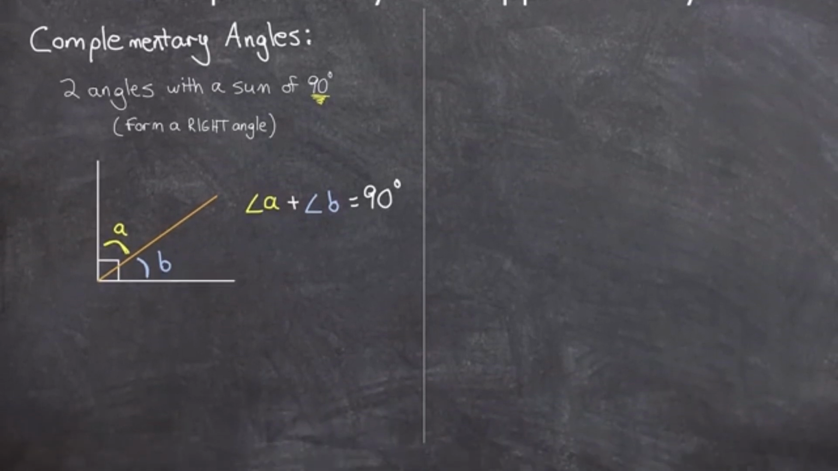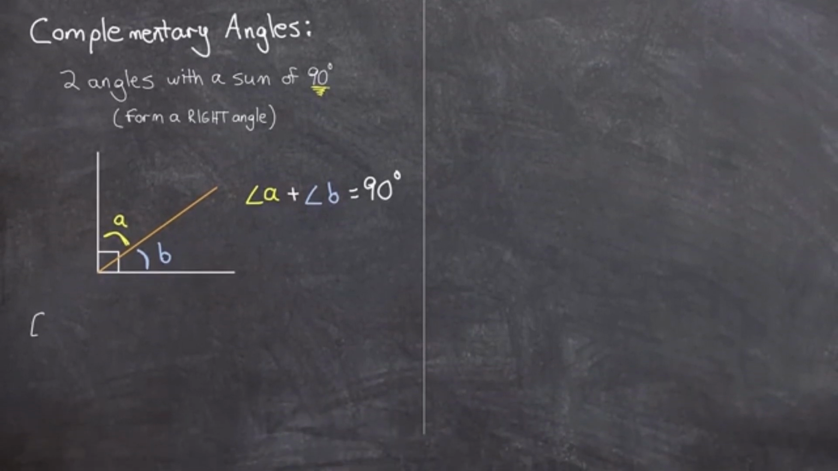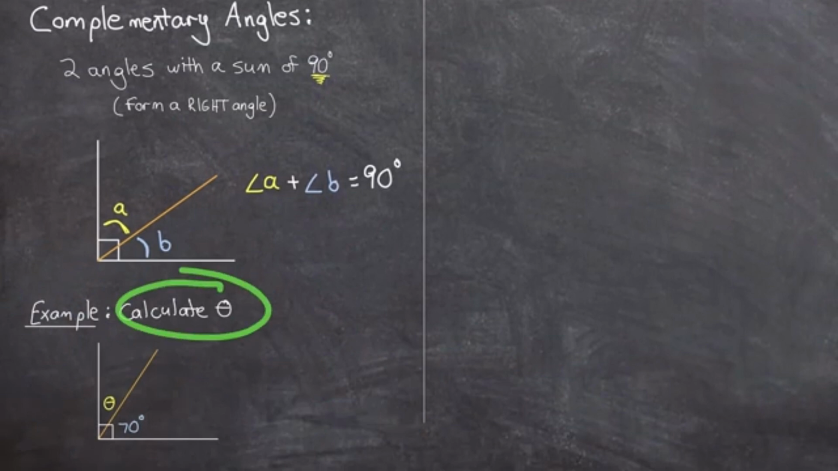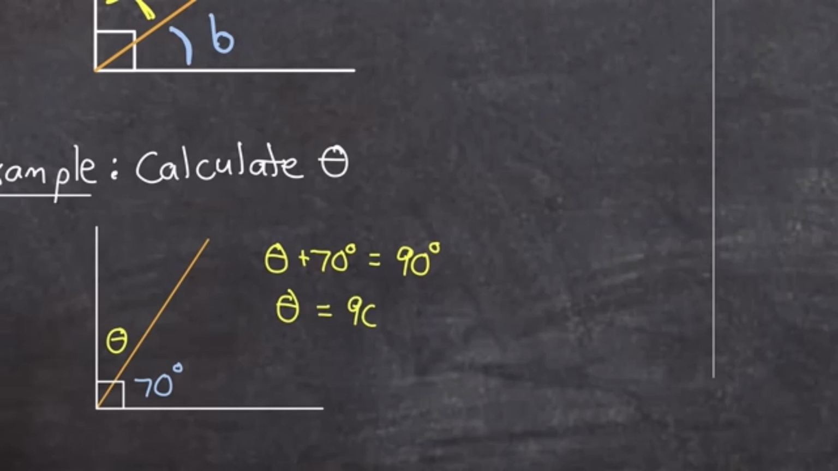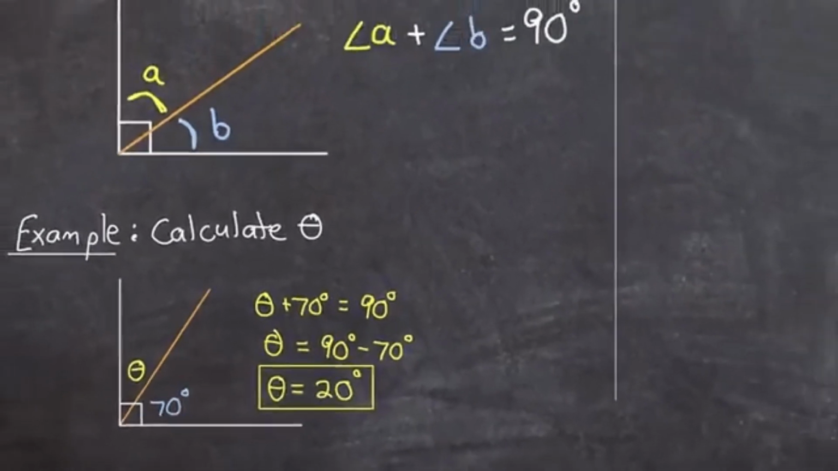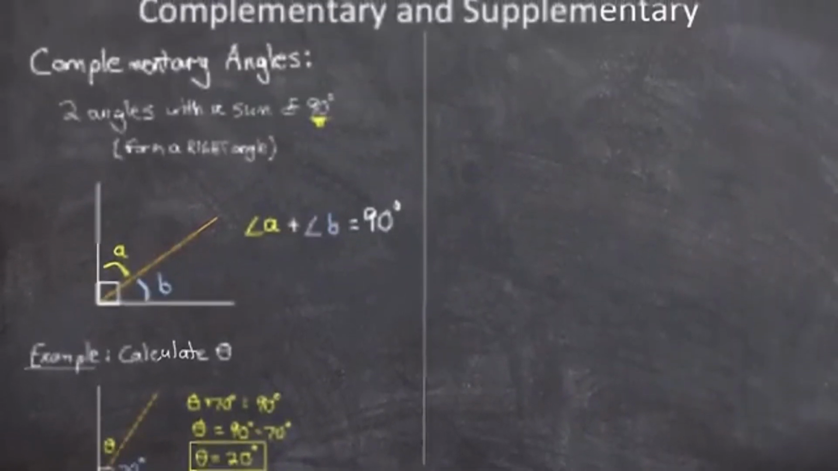So let's do a quick example with complementary angles. In this example, it says to calculate angle theta. If I zoom in on this diagram, we can see that the 70-degree angle and angle theta are complementary, because together they combine to make a 90-degree angle. So I could say that theta plus 70 equals 90 degrees. So to calculate theta, I just have to find the difference between 90 and 70, which is 20 degrees. Now I'll zoom out and we'll talk about supplementary angles.